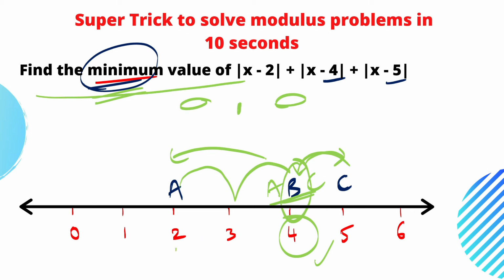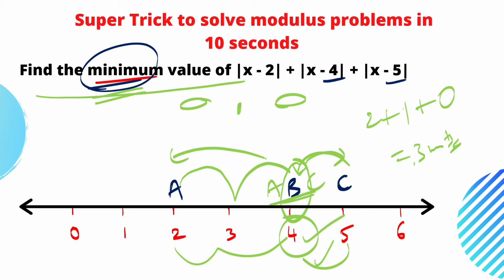A is traveling from 2 to 4, which is 2 units. C is traveling from 5 to 4, it is 1 unit, and B is not traveling, it is at the same position, so the total distance is 3 units. This is the minimum value. The point at which they are meeting is 4, but the minimum value, the distance they are covering, is 3 units. So 3 units is our answer.